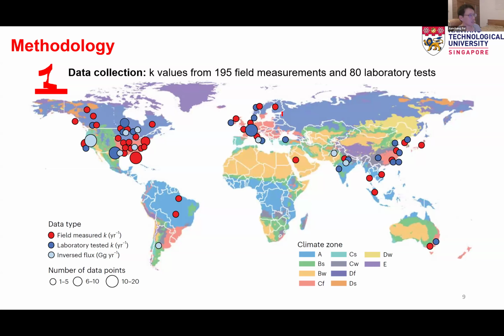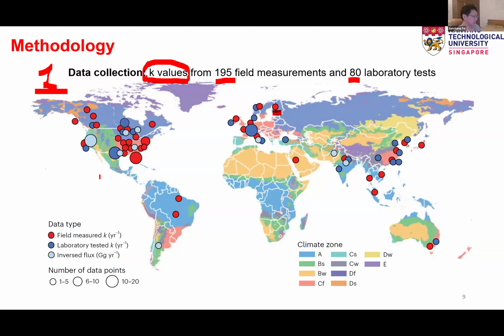Okay, so what I'm showing here is all these different dots, circles, meaning places with waste degradation tests leading to K values, right? Again, we are focusing on this K value here. K is the waste decay rate. In total, we have about 200 field measurements and about 80 laboratory test results. So these will serve as the database that we will look into, and then later on improve the K estimation.